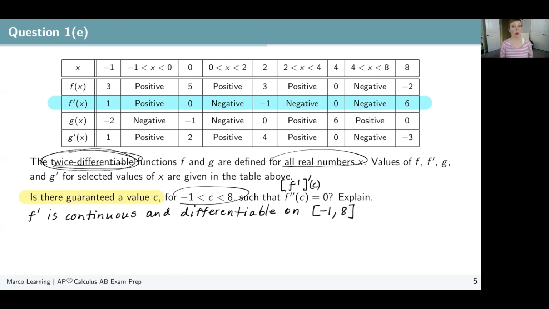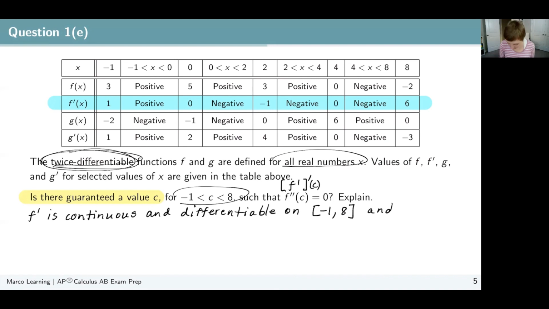Now, it is required for f prime to be continuous on the closed interval. It is not required for f prime to be differentiable on the closed interval. It's only required for it to be differentiable on the open interval. In this case, it does happen to be differentiable at the endpoint, so we can say closed interval and get away with that. In general, be careful there. Unless you know that your function is differentiable at the endpoints, don't say that it's differentiable on the closed interval. But in this case, it is true. So f prime is continuous and differentiable on the closed interval from -1 to 8.